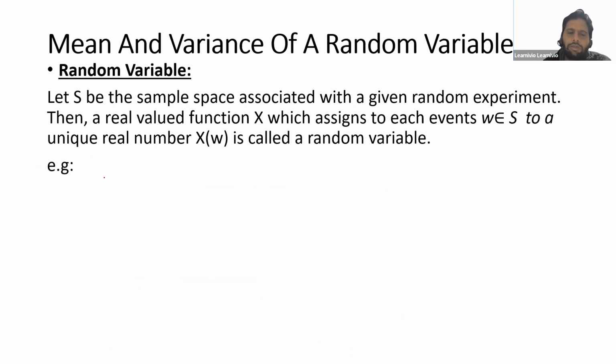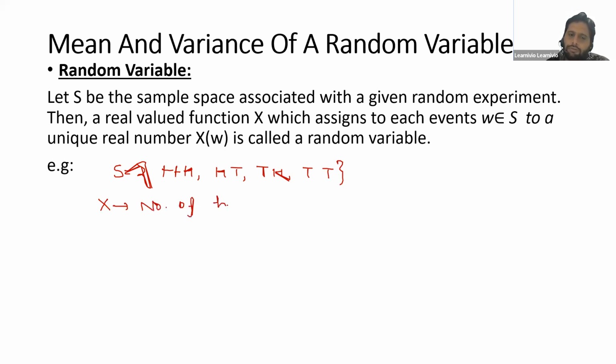For example, we are tossing a coin 2 times. So what will be the sample space? It will be HH, HT, TH, and TT. This is your sample space. If I say to you that X is a random variable of the number of heads.